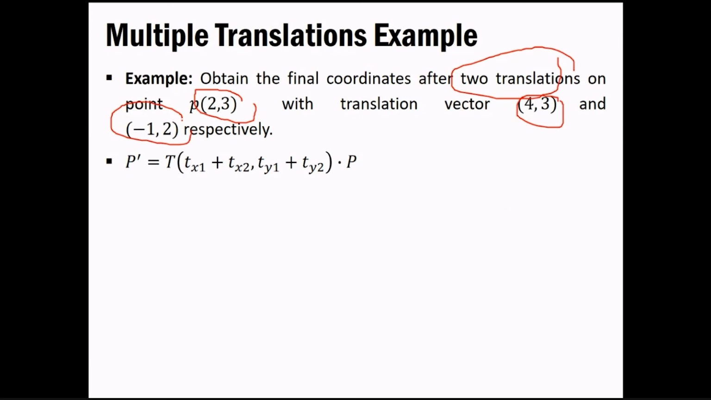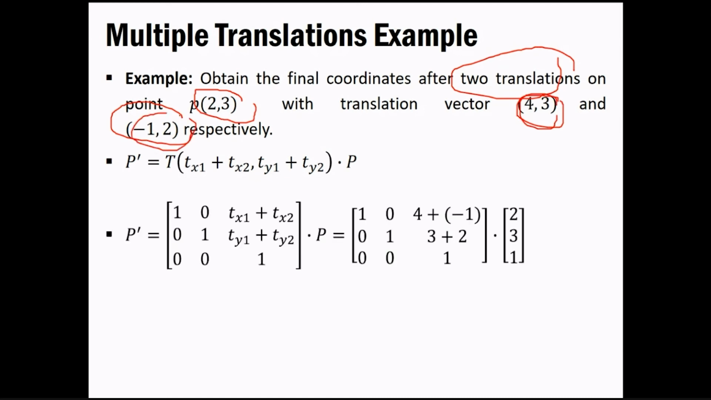Okay, the point is given to you, that is (2, 3). Don't get confused with this. Keep the point aside and put the things that you have with you, the translation vectors. The first vector is (4, 3) and another vector is (-1, 2). So the two things that we have are over here and we just have to put them in.